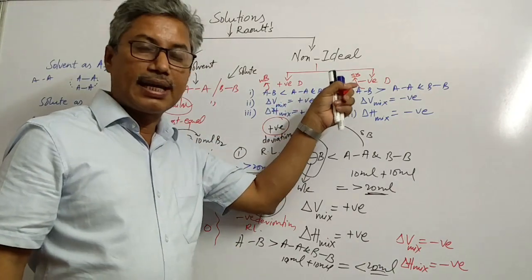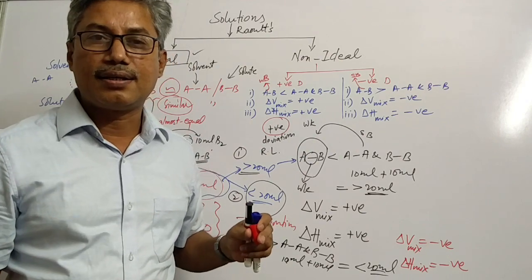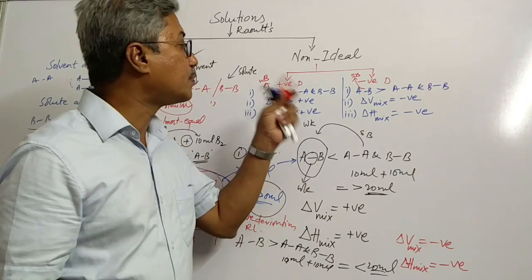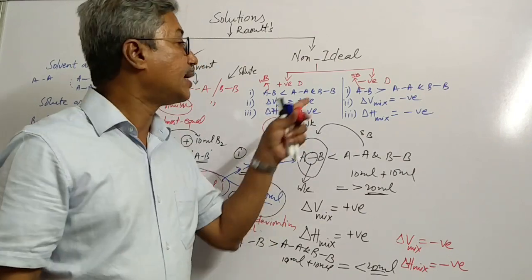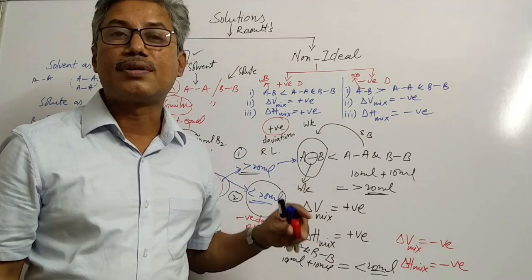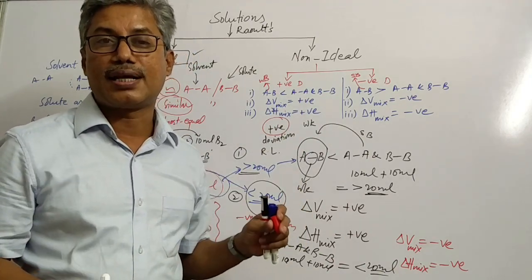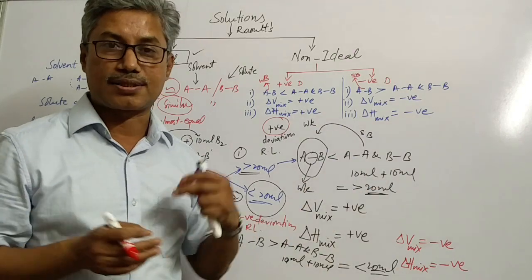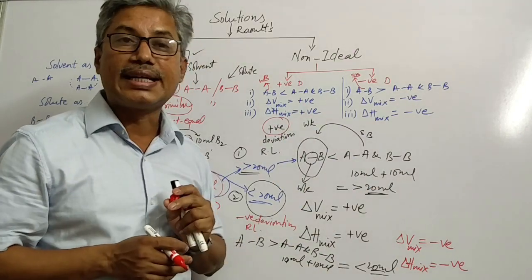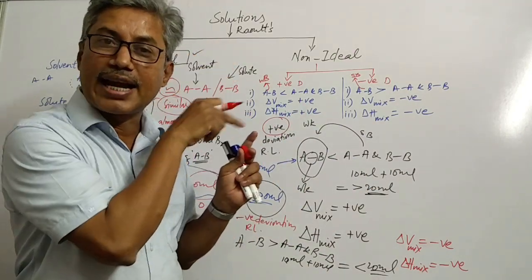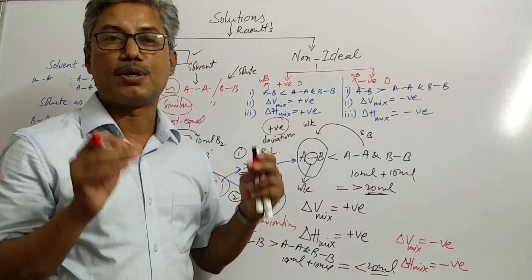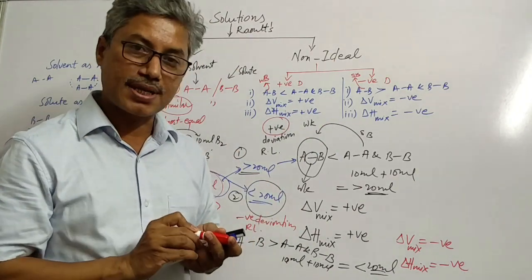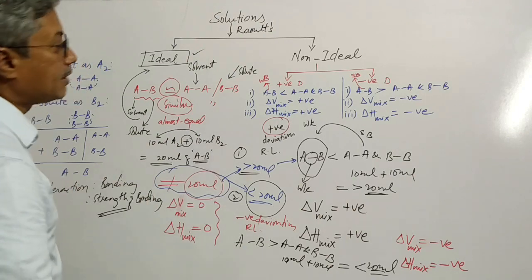And in the other case, the solution will show negative deviation from Raoult's law. There, the solvent-solute interactions are stronger than the solute-solute and solvent-solvent interactions. Then delta V mixing is, as it is stronger, negative. Then delta H mixing is also negative. Clear, students? Now we shall see some examples.